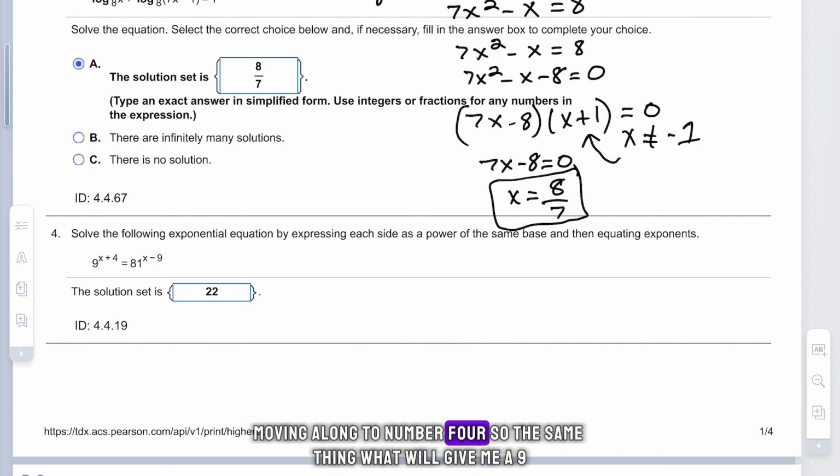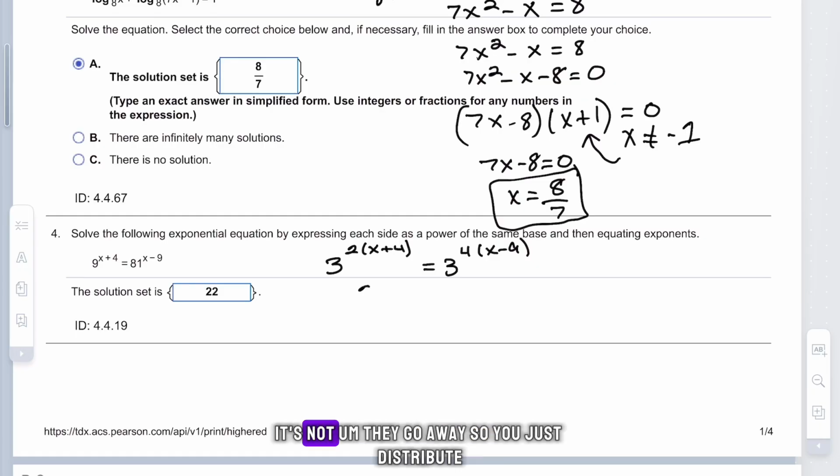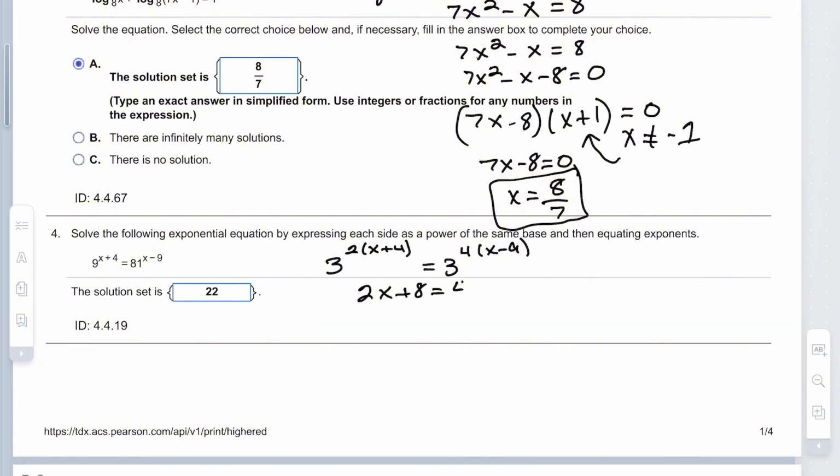Moving along to number 4. So the same thing, what will give me a 9? 3 to the 2nd. And then 3 to the 4th would give me 81. And then once you have those same bases, that is a 9, x minus 9, they go away. So you just distribute. And you solve for x.